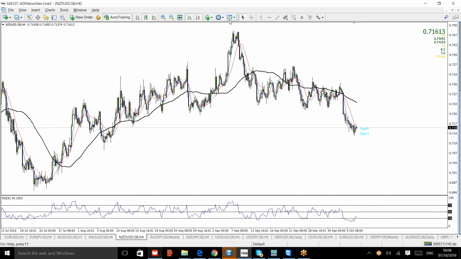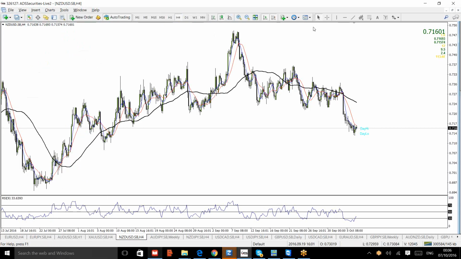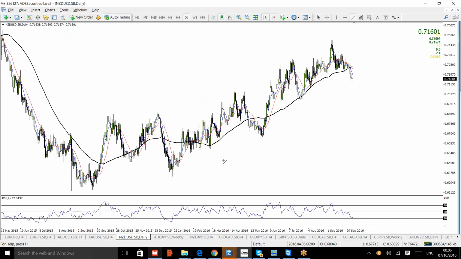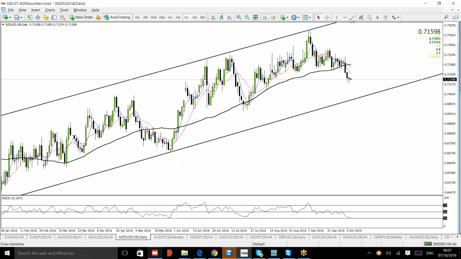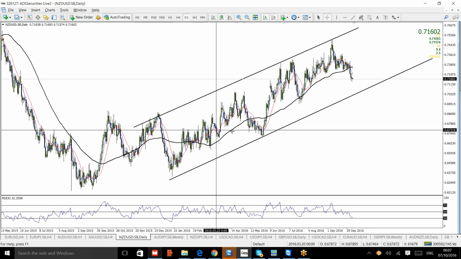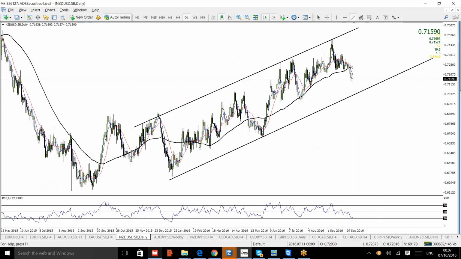Let me give you an example on the daily time frame on this. So you can stay in this trade. You can stay in this trade as long as it doesn't break these levels, right? Or you can keep entering.